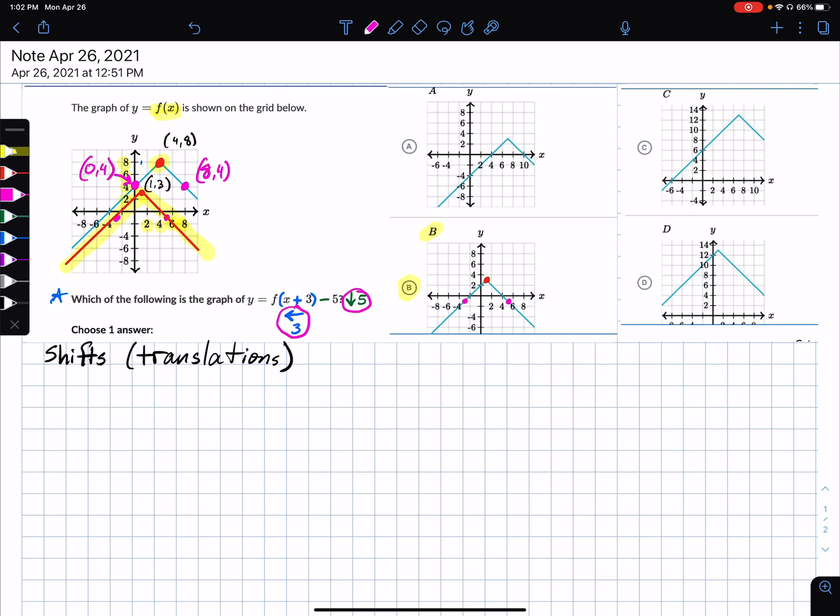So don't forget, if you're on the inside layer, you're going to be moving left or right, depending on if it's addition or subtraction. Adding takes you to the left, subtracting takes you to the right. That's on the inside. And then on the outside, adding takes you up, subtracting takes you down. All right, I hope that helps.